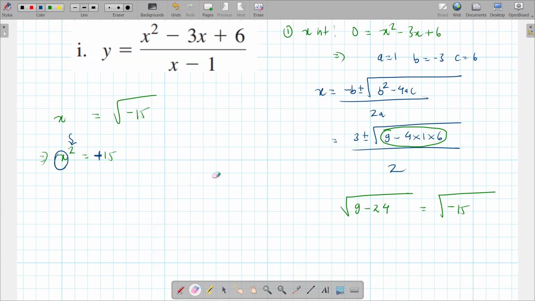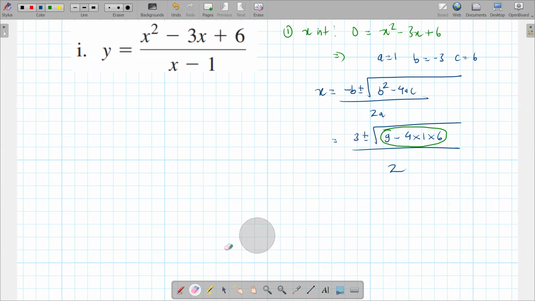If we're talking complex numbers, it's doable, but we're not talking about that here. You cannot take square roots of a negative number, which means you cannot solve this. This one is unsolvable. What that means for us is that it has no x-intercepts. Anytime you get a negative number inside your square root, if you're trying to use the quadratic formula, it has no x-intercepts.